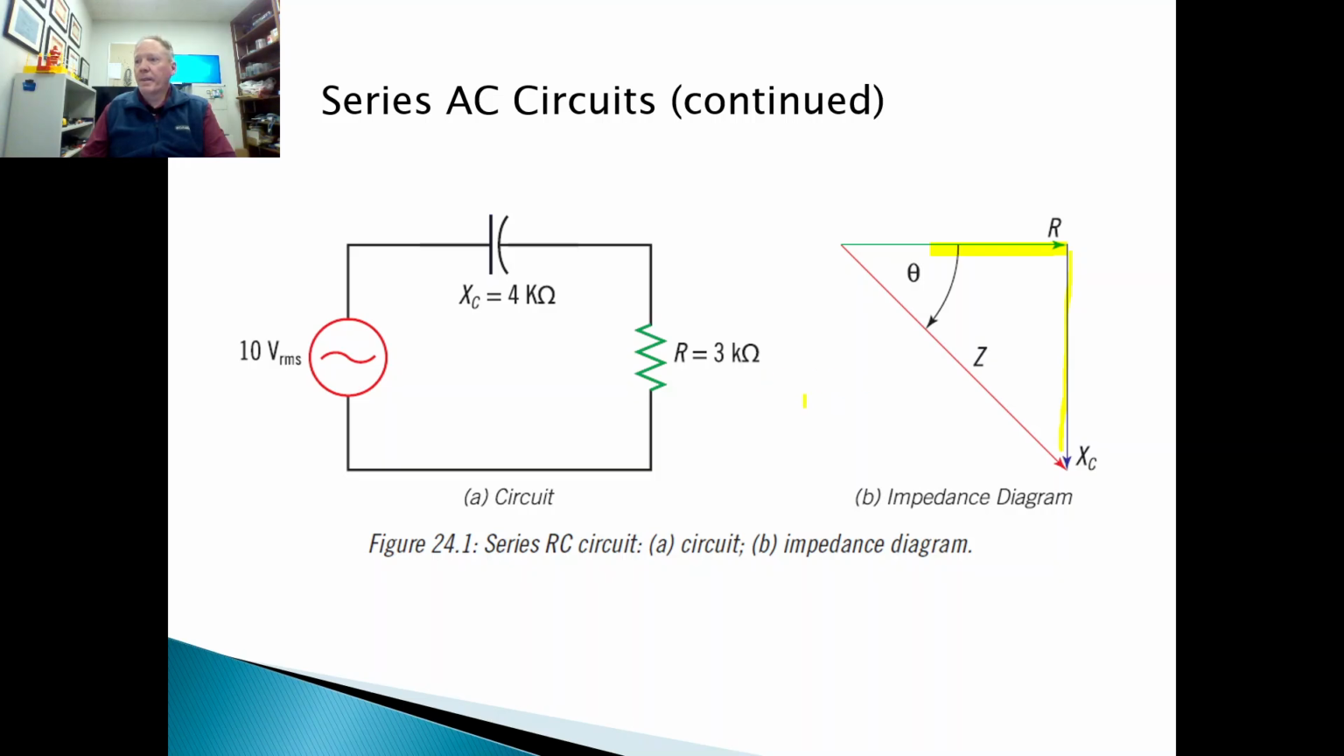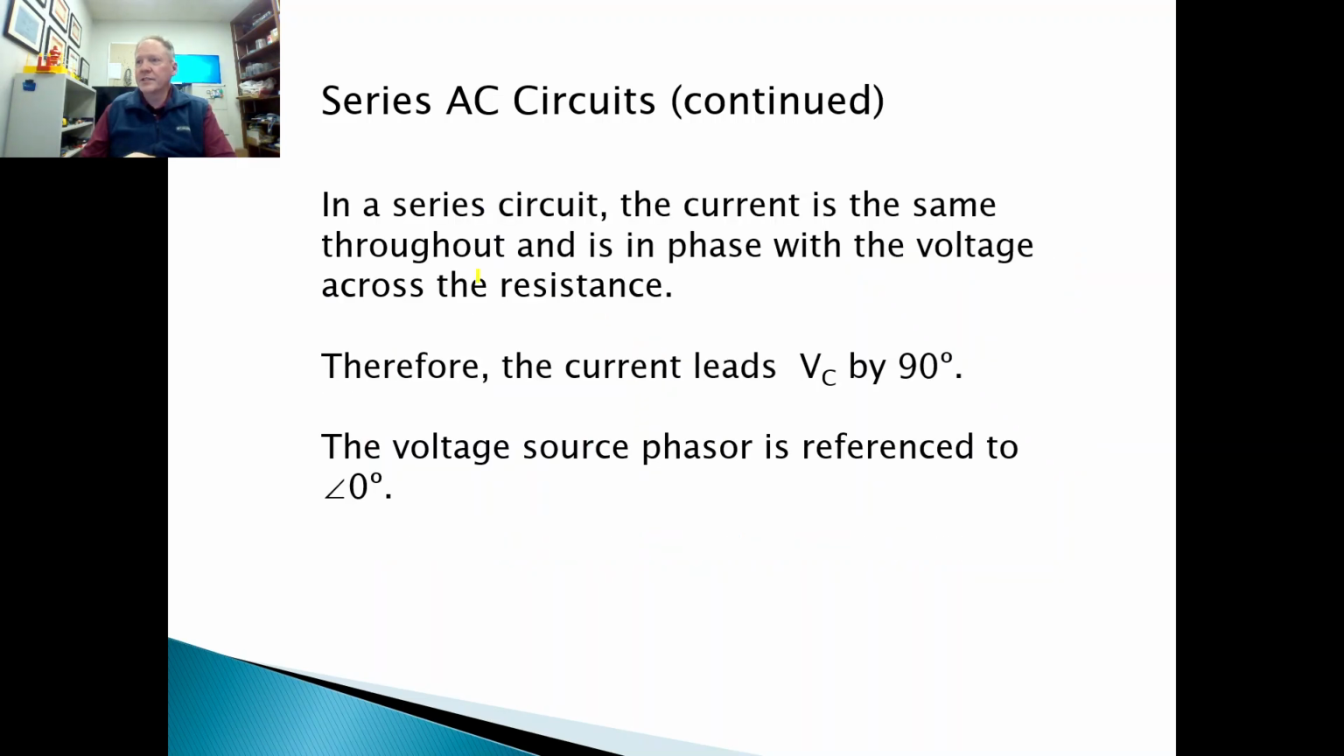All right. Now, in a series circuit, the current is the same. Therefore, the current is going to lead the VC by 90. And then the voltage source phasor is referenced to 0 degrees. So our voltage source starts at 0 degrees. Okay. And the current is the same throughout the circuit and is in phase with the voltage across the resistance.